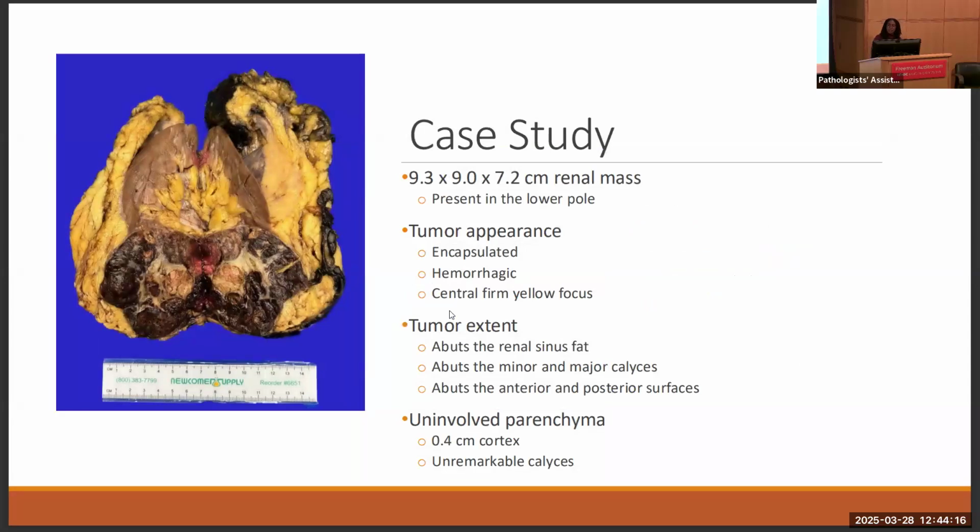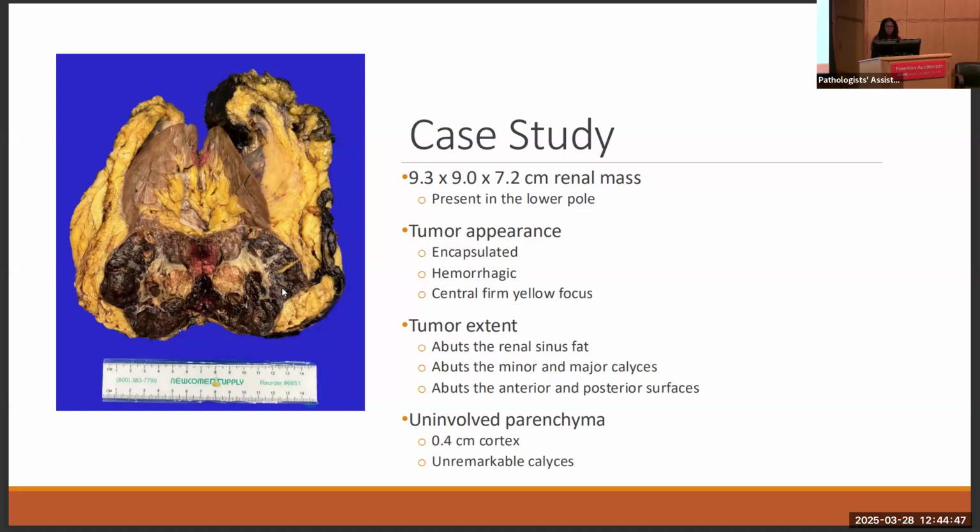The perinephric adipose was inked black, and the specimen was bivalved, revealing a 9.3 by 9.0 by 7.2 cm renal mass that was localized to the inferior pole. The mass was encapsulated and hemorrhagic with a central firm yellow focus. The mass did not appear necrotic grossly. However, if it did, I would have given a percentage of the necrosis present.